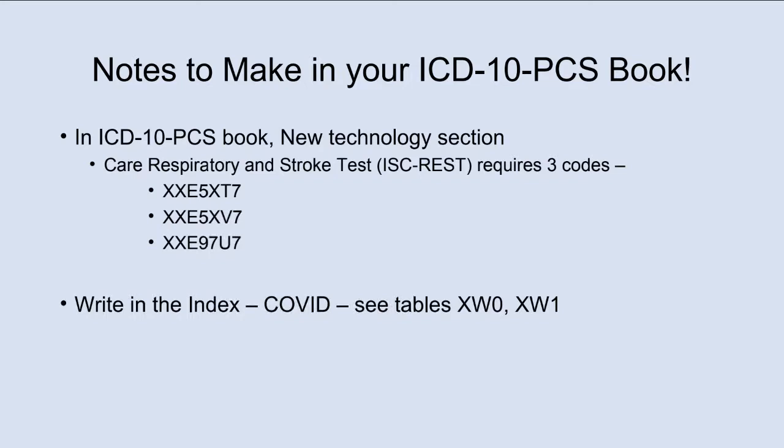So in your PCS book, I would say go into the index and write in COVID, okay? And next to that, where it would be alphabetically if it was there, say see tables XW0, XW1, and that'll get you right where you want to go, regardless of what the medication is. You could also write in the care, respiratory, and stroke test, requires 3 codes, and write in the codes.